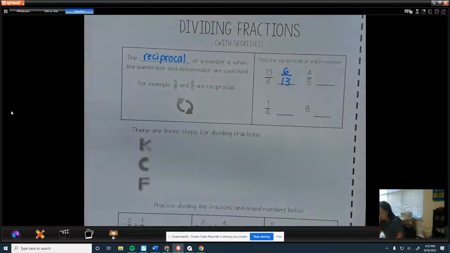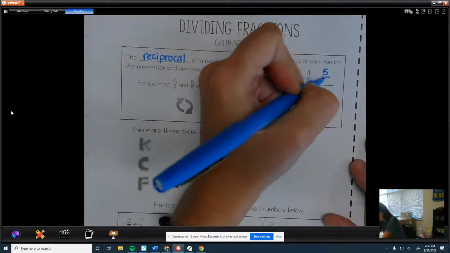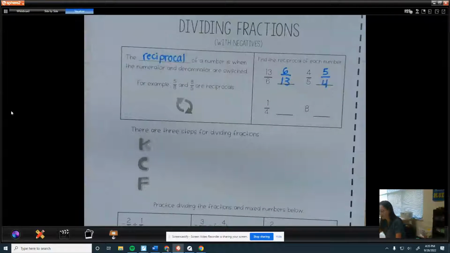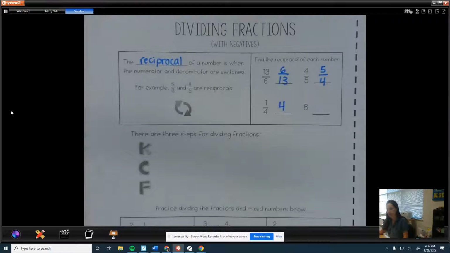6/13. Just flip it. What do you think the reciprocal of 4/5 would be? 5/4. And I know that's improper, but it doesn't matter. You can just leave it. What do you think the reciprocal of 1/4 would be? If you said 4/1, it could be, but let's just put 4 because 4/1 is just the same thing as 4.